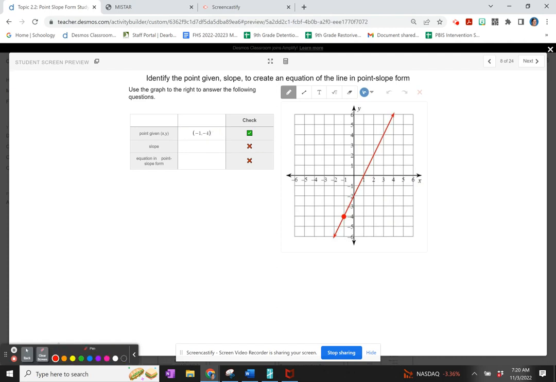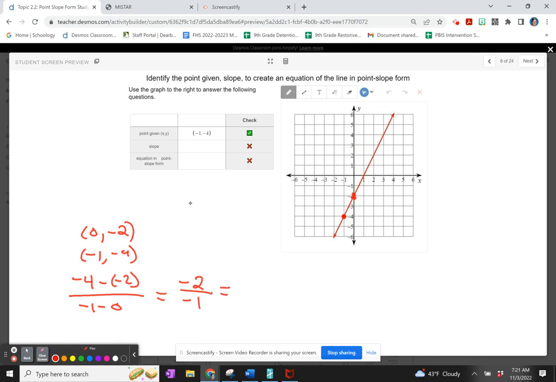Have to find another ordered pair. I'll do 0, negative 2. And you can choose any ordered pair you want. So then I would get negative 2 over negative 1, which your calculator would automatically simplify as 2. Now I see a minus 4, so I'm going to write a plus 4. Then it's m parentheses x. I see a minus 1, so I'm going to write a plus 1 because minus a negative is positive.